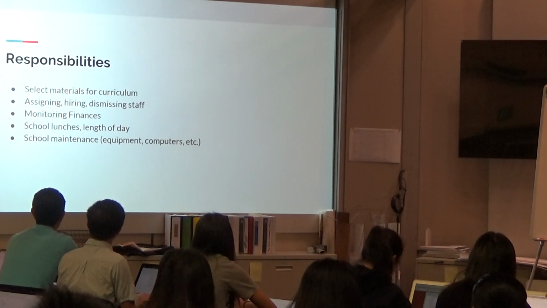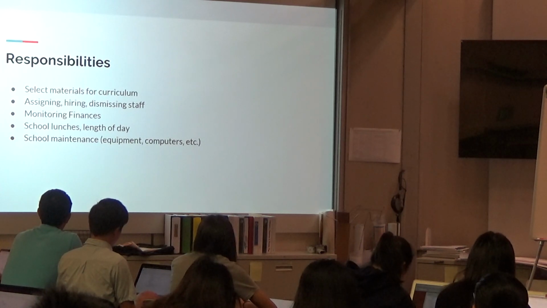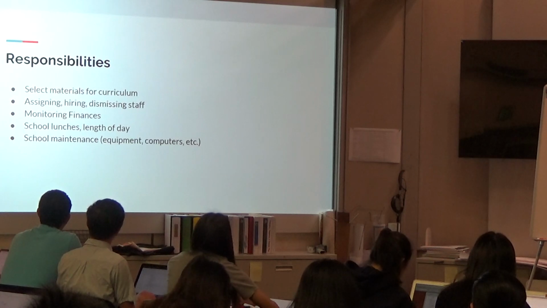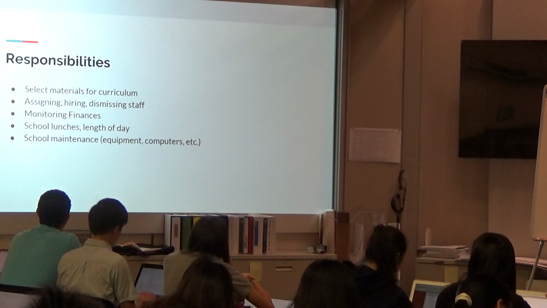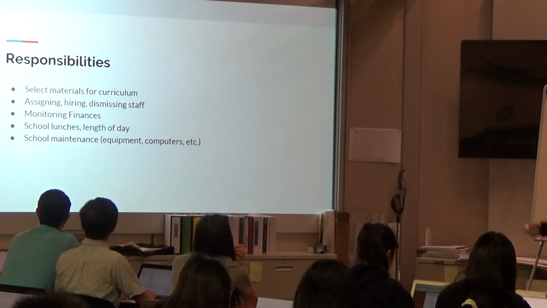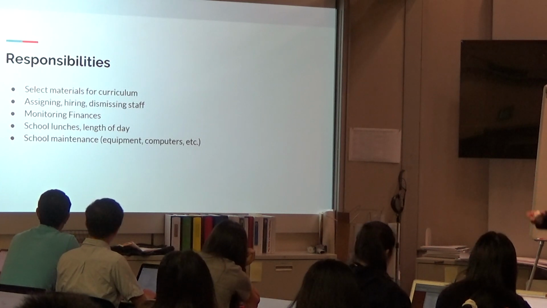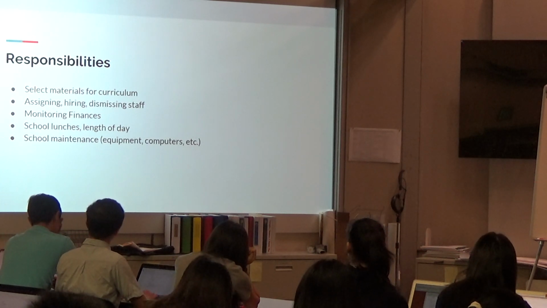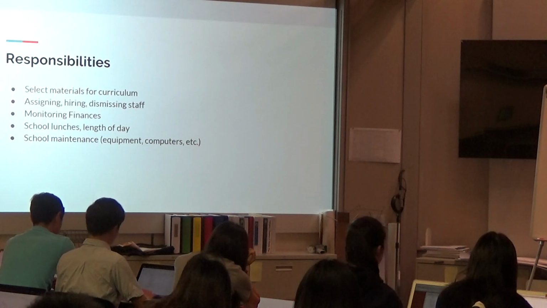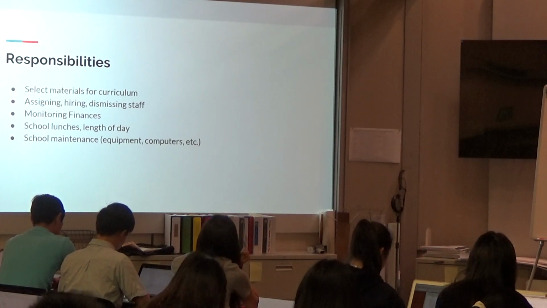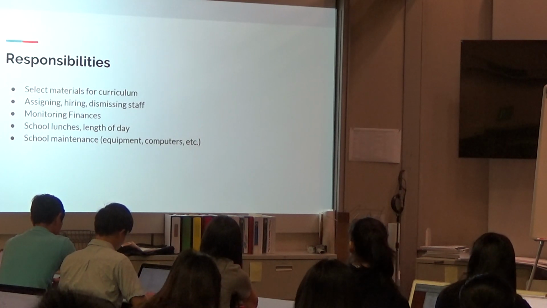And so what are the responsibilities of a school board or a school curriculum? In the school board, members are going to select curriculum. So all these books, probably boring books that you're reading in literature, they're probably selected by these people. They select a short list, and your schools have to adhere to the materials that are selected. Assigning and hiring and firing staff is all taken care of by the school board.